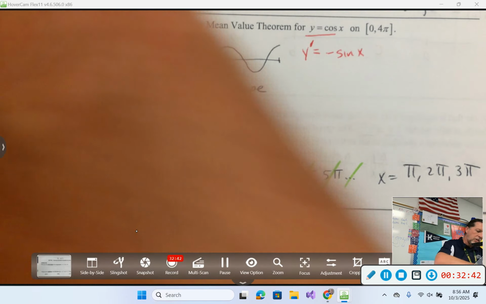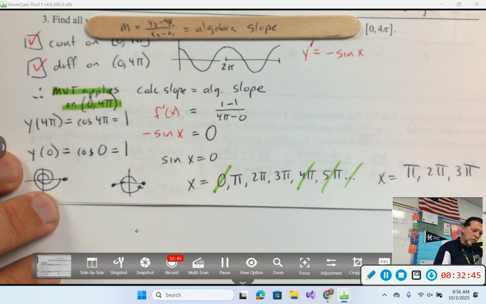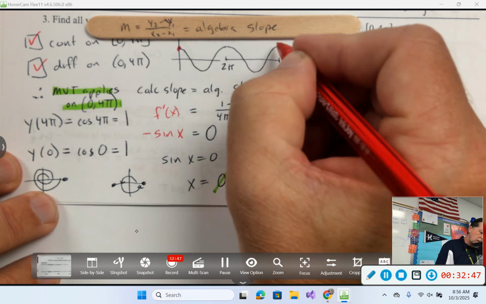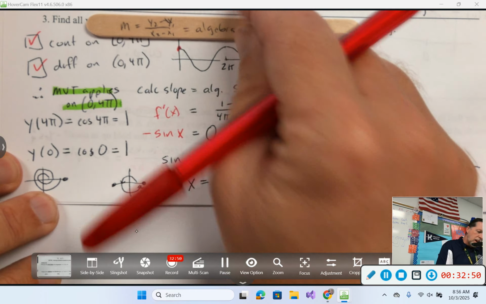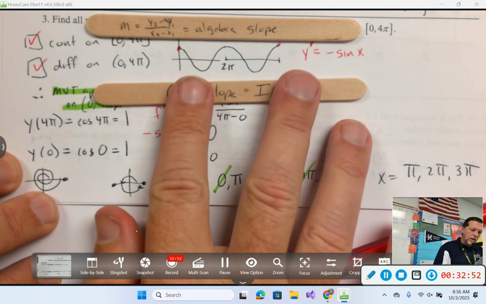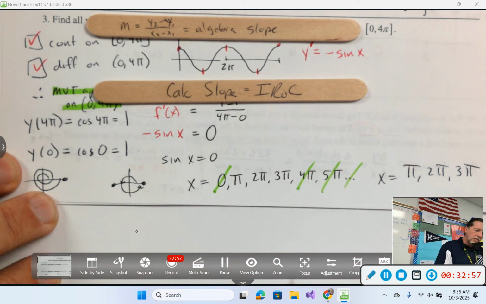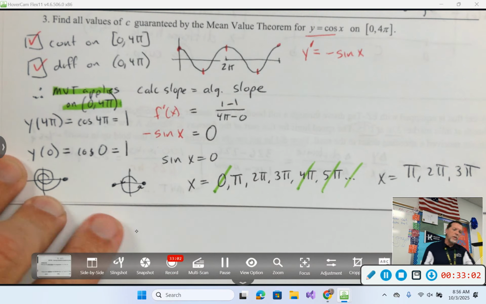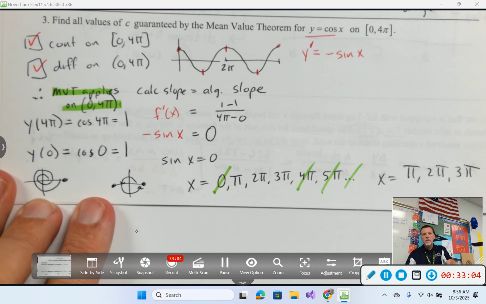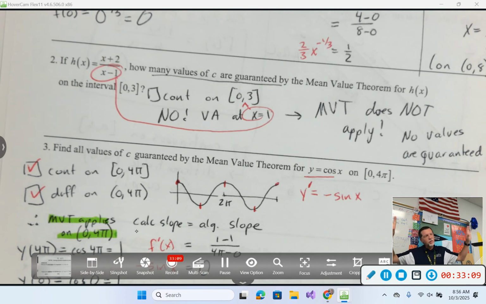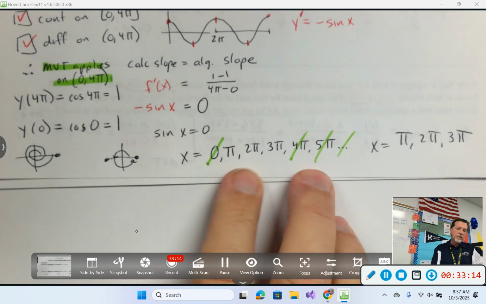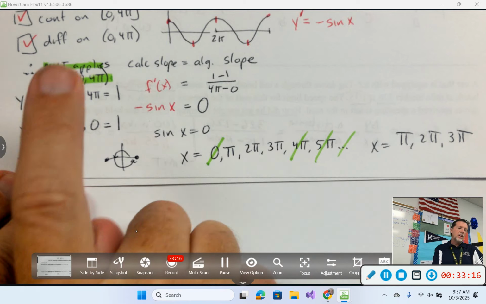So looking at our picture here, there's my algebra slope from end to end. And then my calculus slope is 0 at pi and 2 pi and 3 pi. Slope equals algebra slope. So continuous and differentiable, calculus slope equals algebra slope, and then solve that problem to figure out where that happens. But you're guaranteed to get an answer, at least one answer, on that.